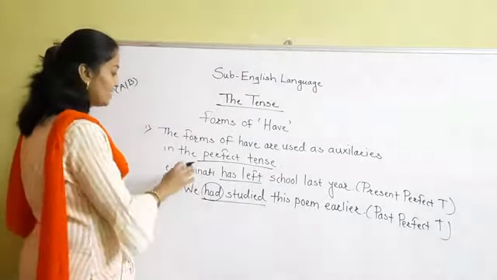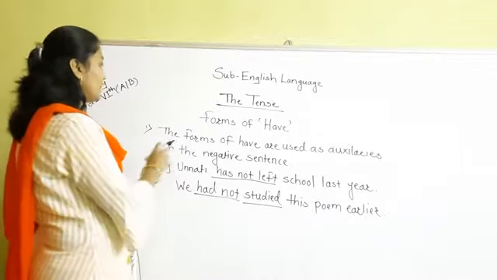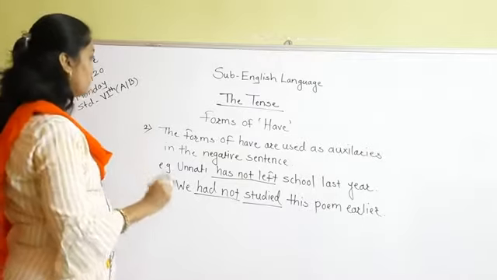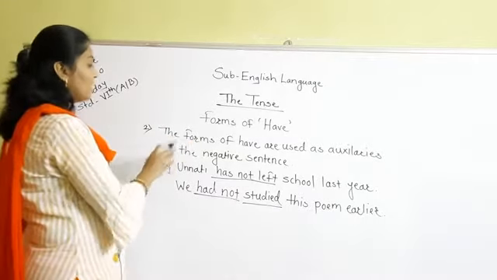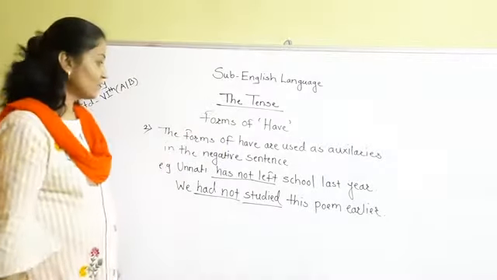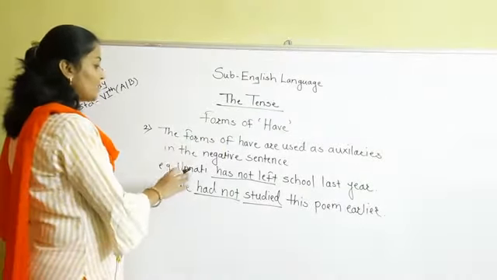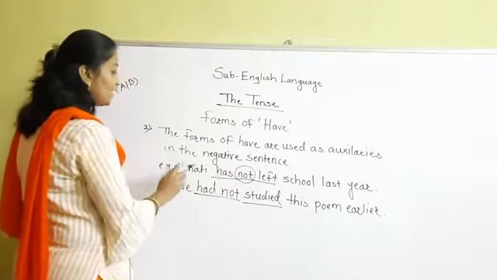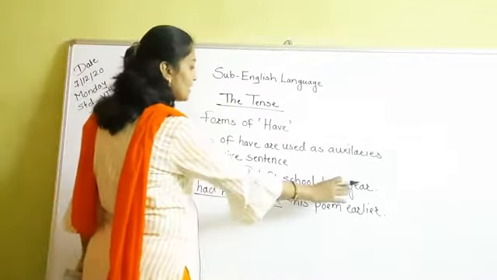Now see the next one. Now students, see the second rule about the forms of have. The forms of have are used as auxiliaries to form the negative sentence also. Now see, we have taken the same example but only added not in this sentence. Unnati has left school last year. This is our sentence and we have added only not. Unnati has not left school last year.